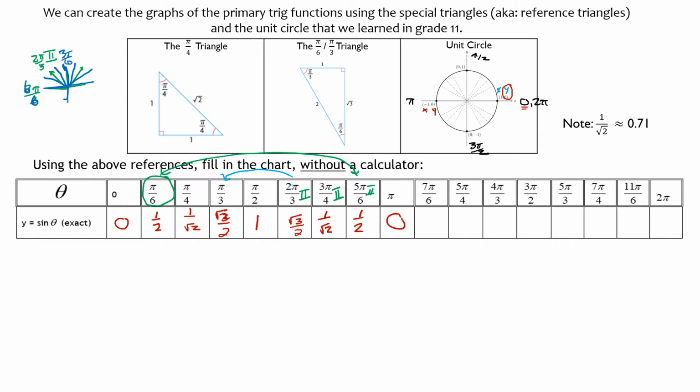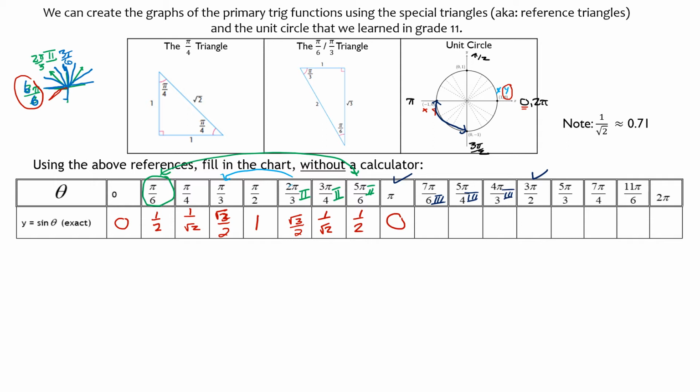7 pi over 6. 7 pi over 6 is going to be down, looking over here on the left. Remember 6 pi over 6 was here, so 7 pi over 6 is just one more sixth past that. So 7 pi over 6 is in quadrant 3. So we'll put a 3 here. From looking at the unit circle, anything from pi to 3 pi over 2 is in quadrant 3. So here's pi, I put a check mark, and 3 pi over 2 is here, so everything in between is going to be in quadrant 3.